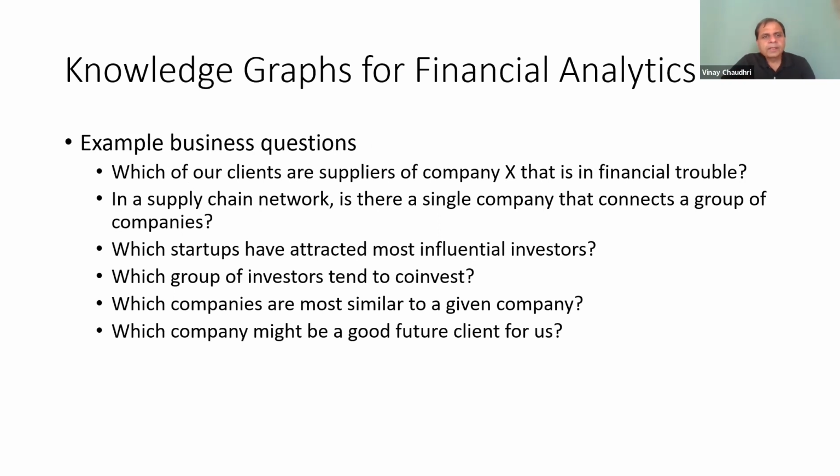So here's a set of analytics questions which are of great value to financial institutions. For example, which of our clients are suppliers of a particular company that are in financial trouble? In a supply chain network, is there a single company that connects a group of companies? Which startups are attracting very influential investors, etc. I'm going to step through some of these questions and also connect the dots on how some of the algorithms we considered in the first part are applicable to answering these questions.